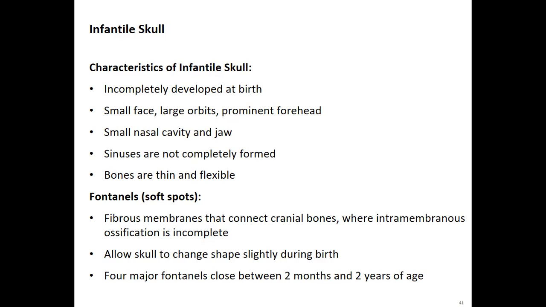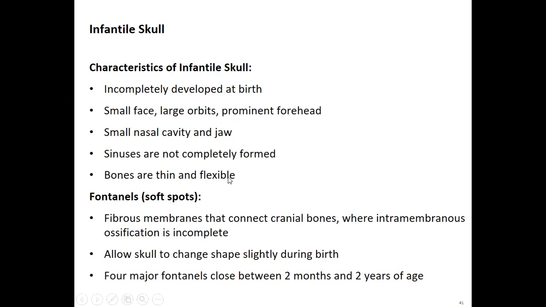Other characteristics of the infant skull: they have a smaller face, their eye sockets or orbits are large, they have a prominent forehead, and the nasal cavity and jaw are smaller. The sinuses in newborns or infants are not completely formed yet. And the bones are thinner and more flexible in the infant skull. As they get older, these things will start to develop.